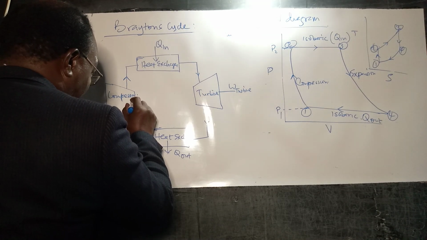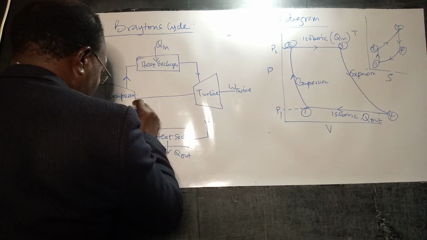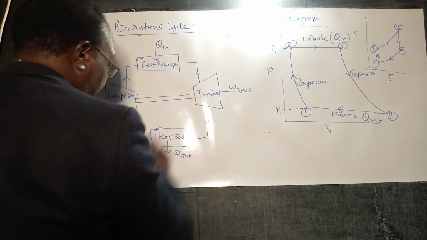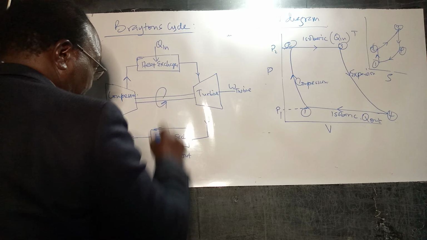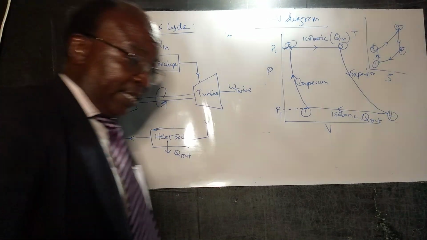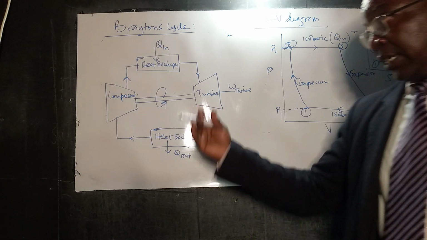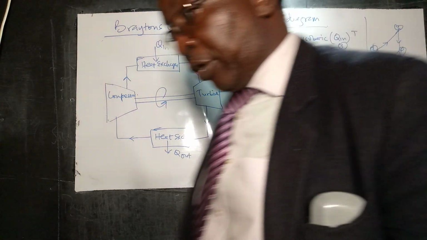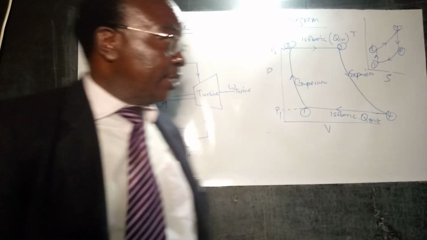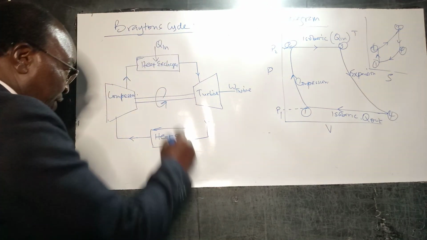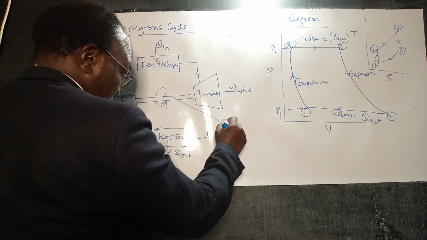And the compressor and the turbine, of course, they're interfaced through a shaft. So the work outputted by the turbine will assist in compression of your fluid. This is a shaft.